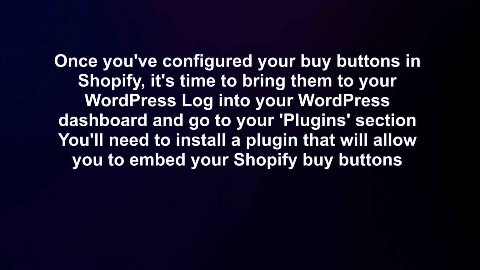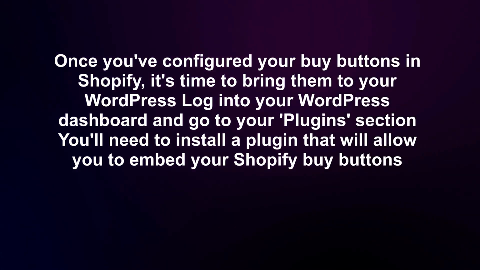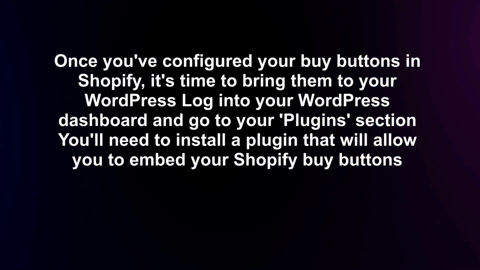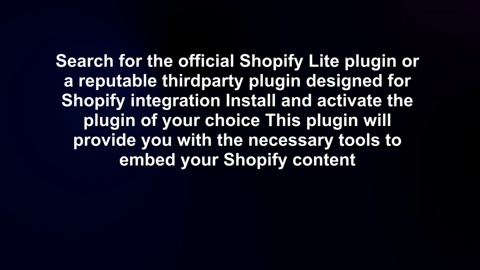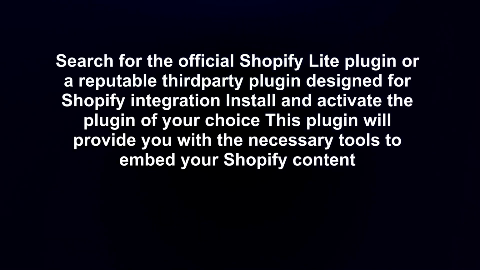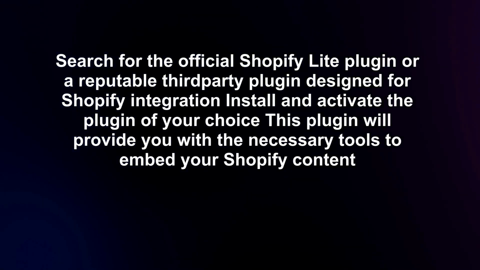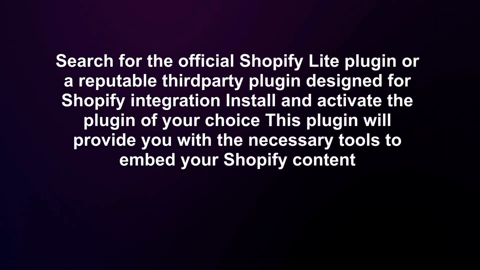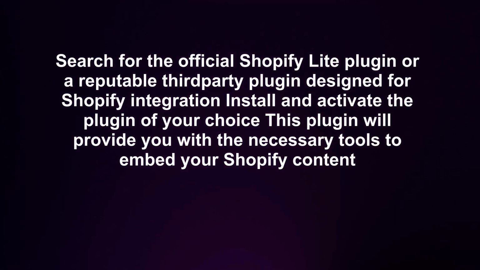Log into your WordPress dashboard and go to your plugins section. You'll need to install a plugin that will allow you to embed your Shopify buy buttons. Search for the official Shopify Lite plugin or a reputable third-party plugin designed for Shopify integration. Install and activate the plugin of your choice. This plugin will provide you with the necessary tools to embed your Shopify content.